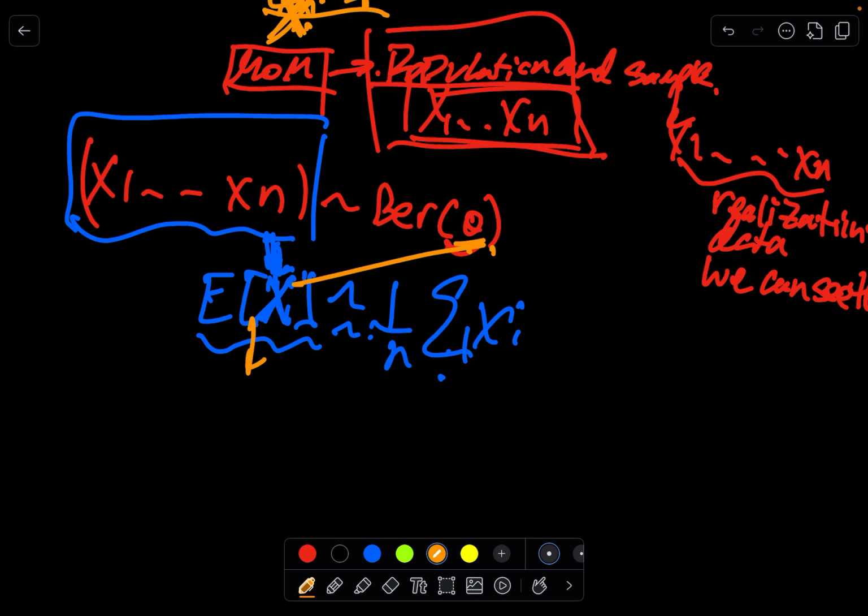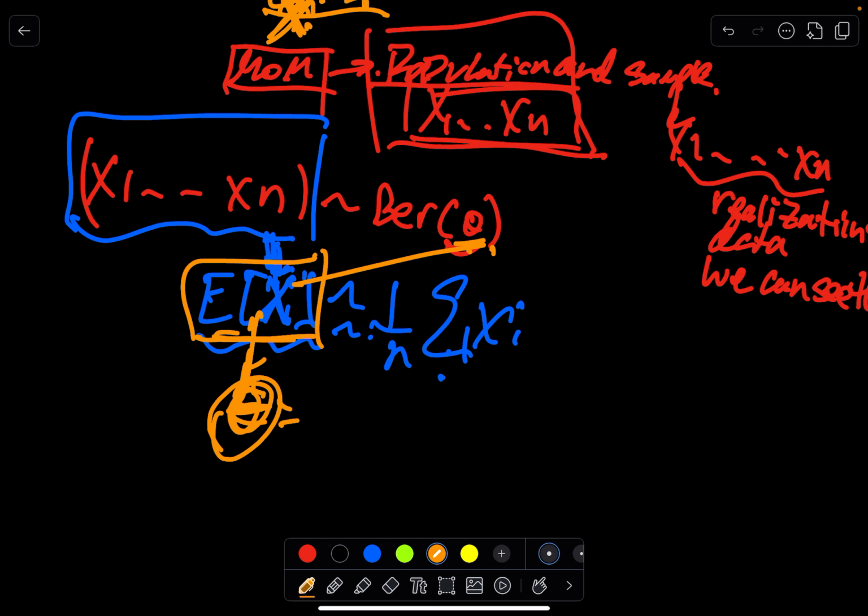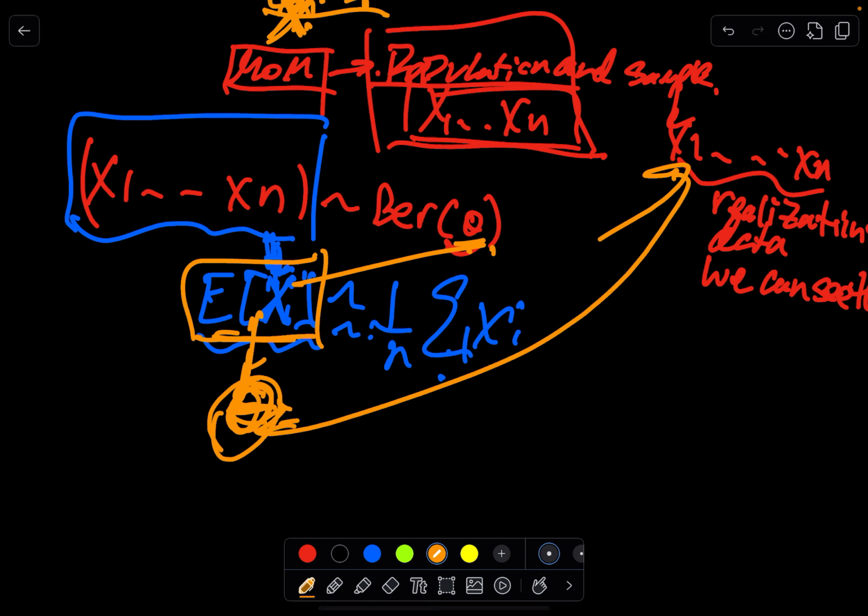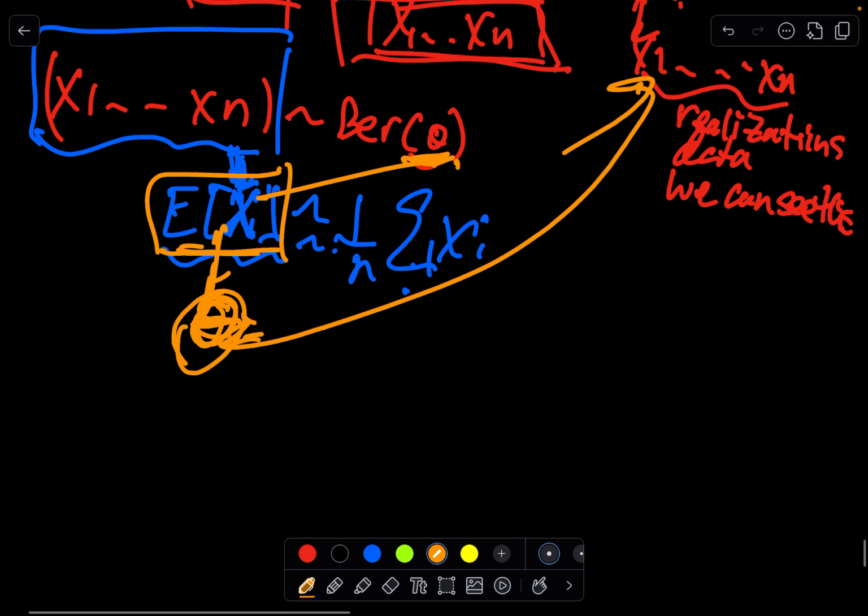In this case, if you have some Bernoulli theta process, the expectation is going to be theta. Yeah, it's going to be theta. And we don't know anything about this just theoretically. But we're going to use our actual data and say, okay, because our xi were actually drawn from this process, hopefully our actual realizations will be good. So then we'll actually use our realizations.